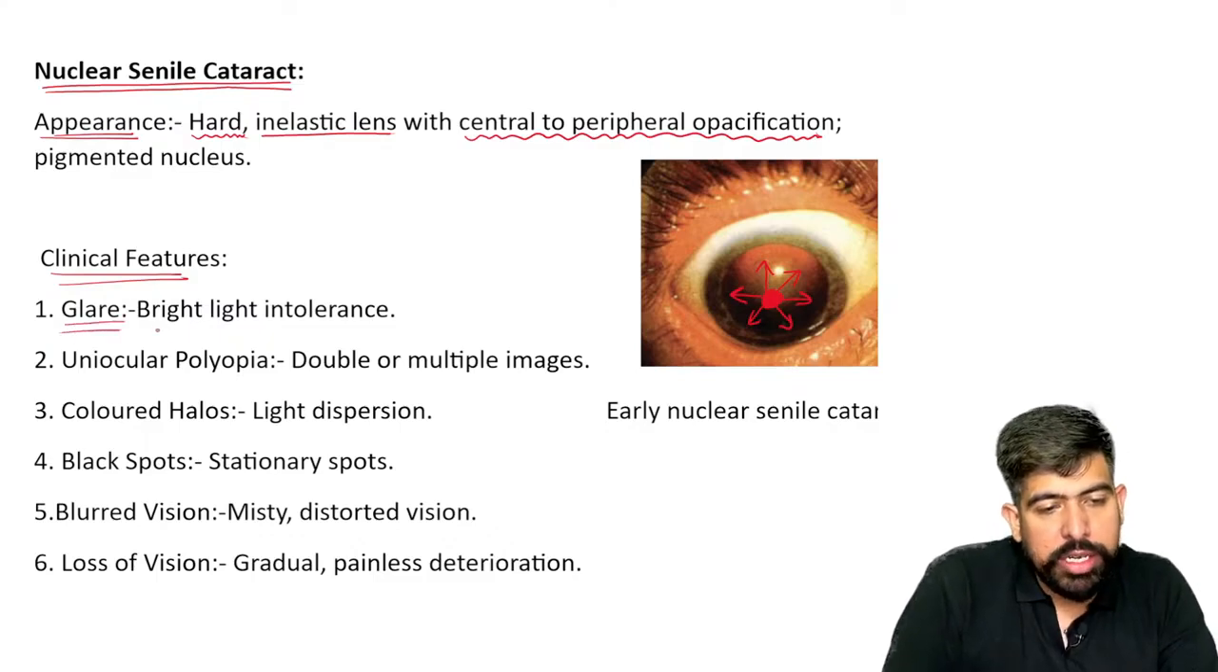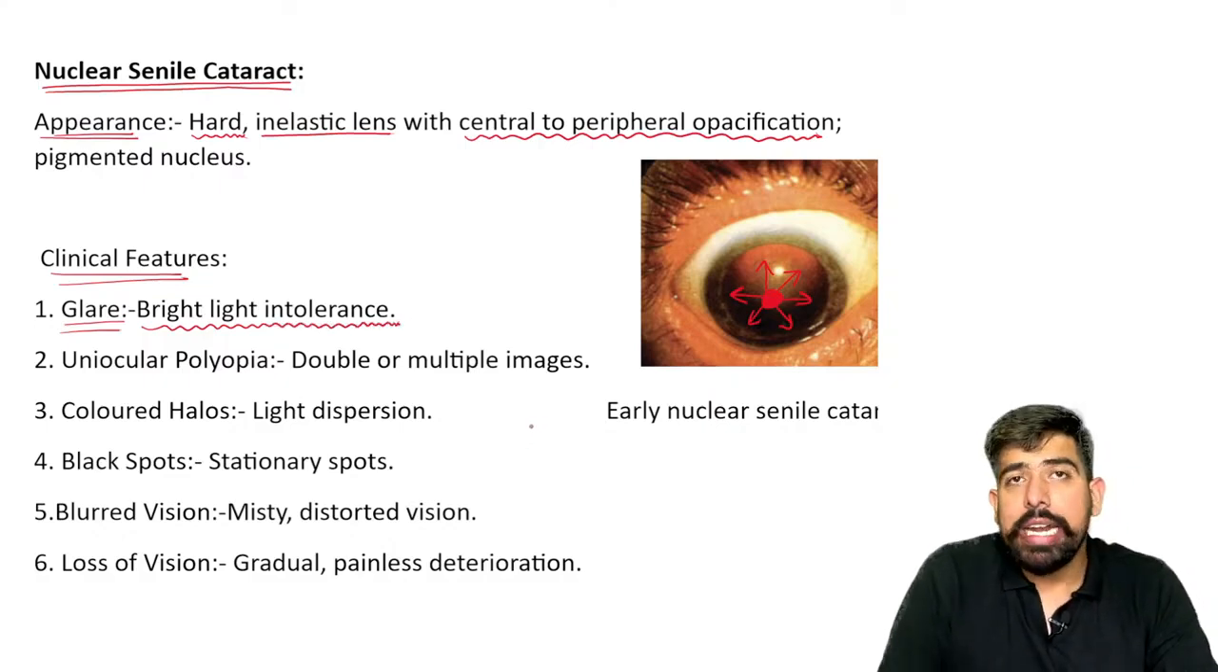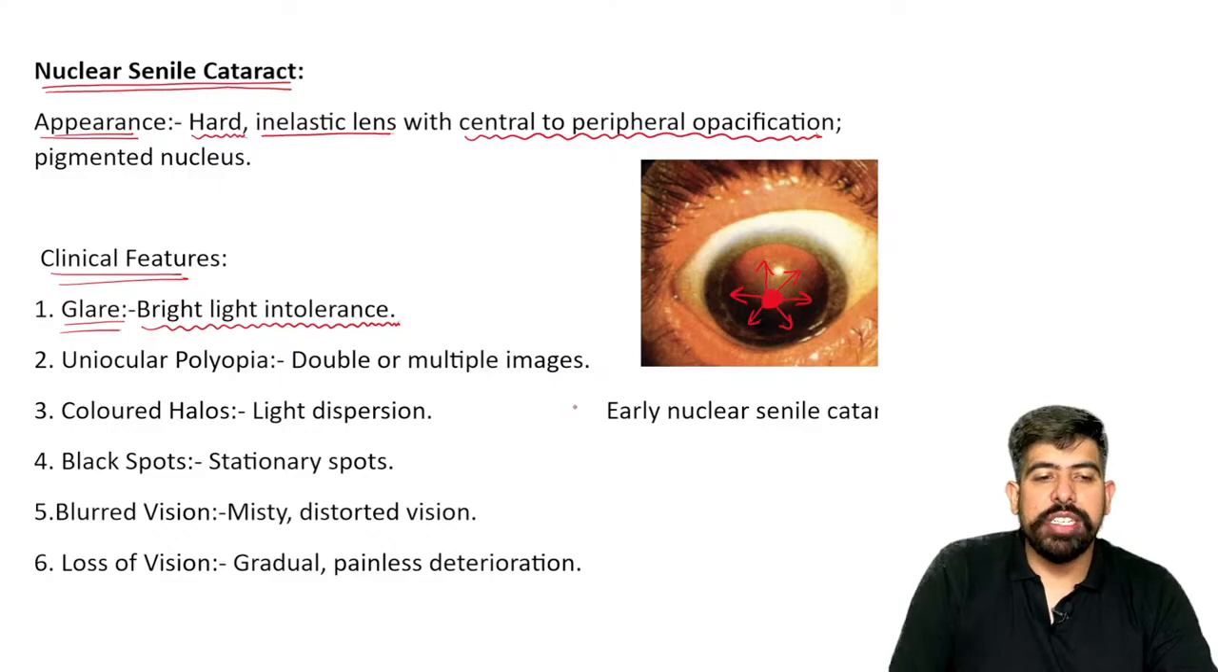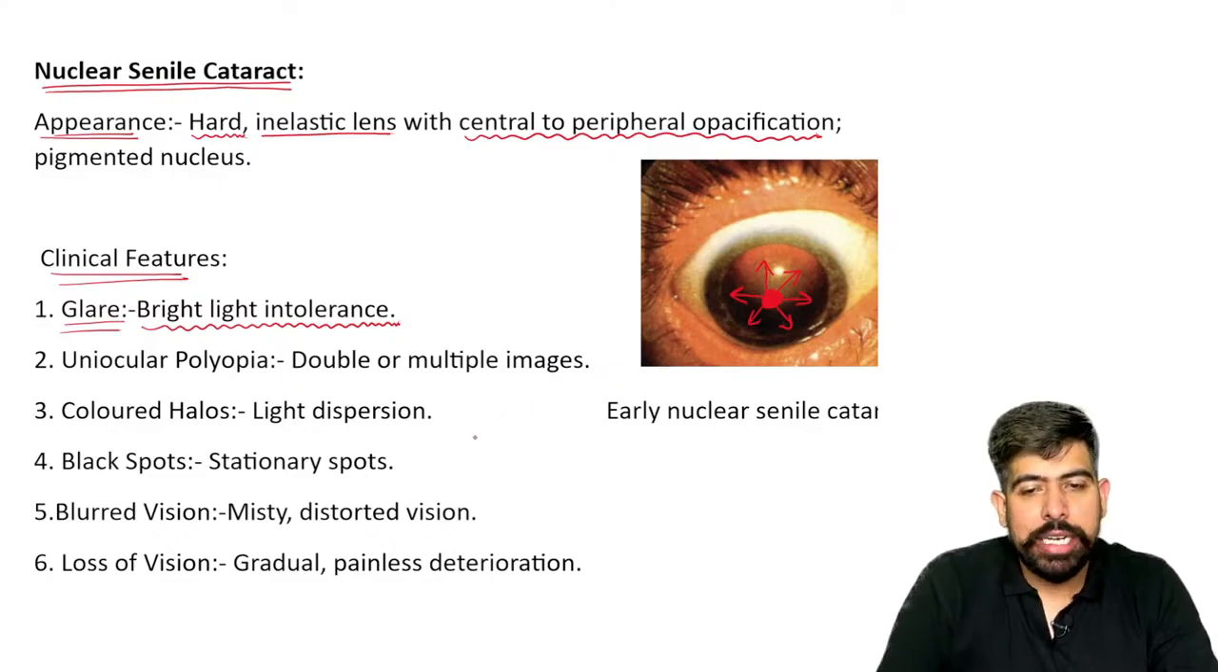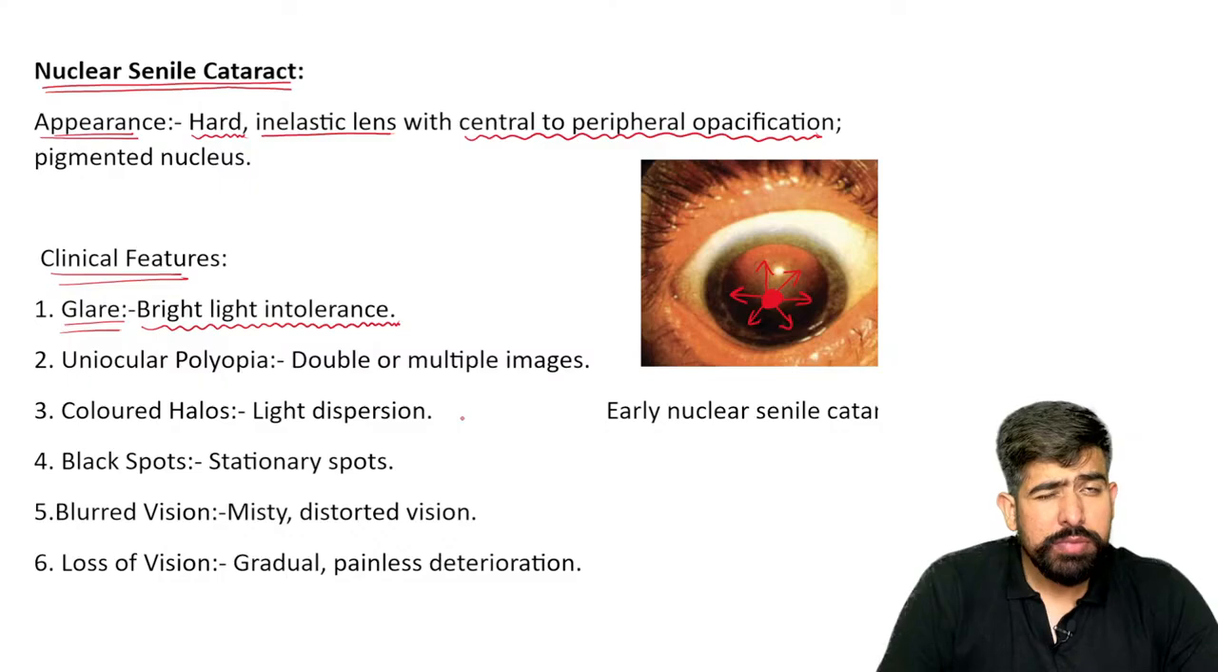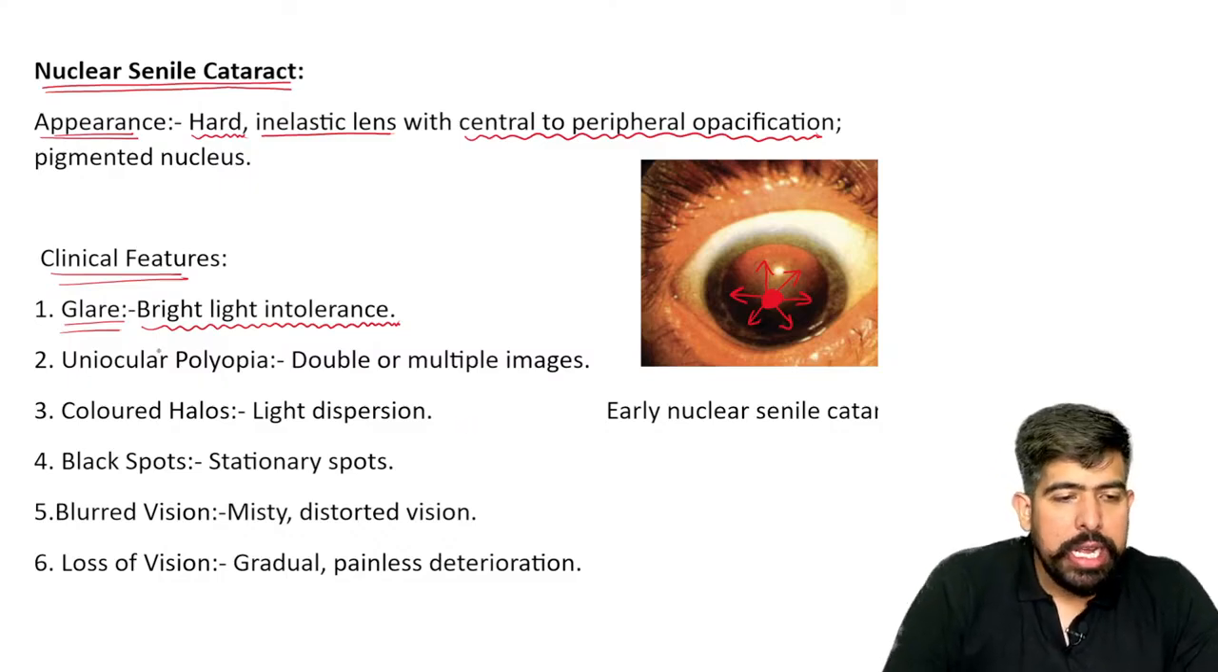And what is the meaning of glare? Due to this glare, the patient will have bright light intolerance. So the patient is having what? The patient is having bright light intolerance. The patient cannot go into bright light. Okay, the next.